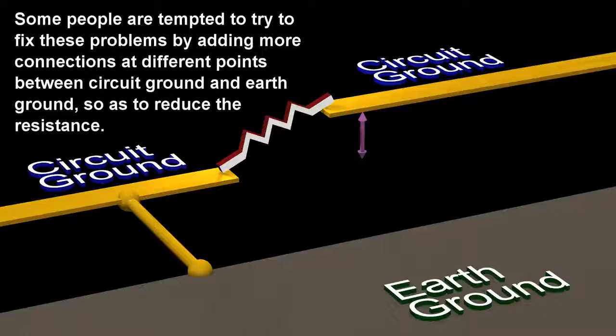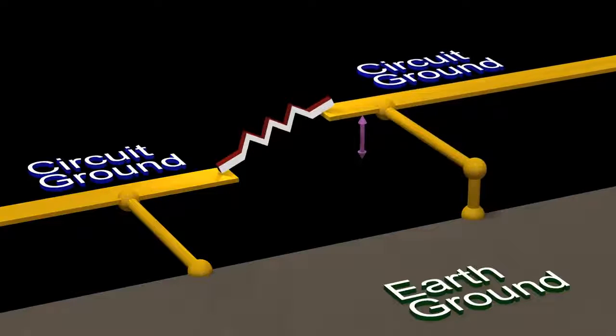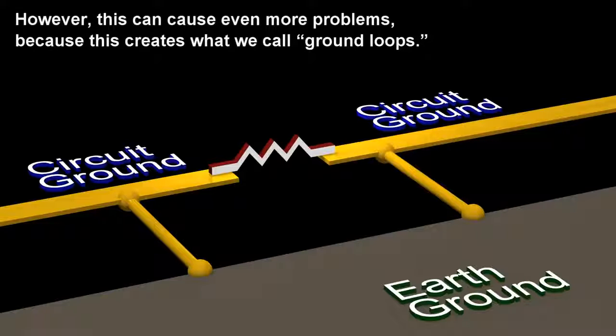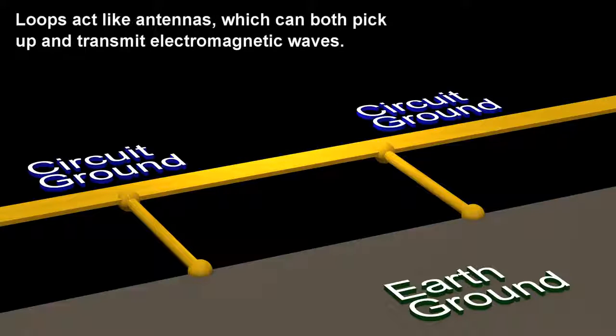Some people are tempted to try to fix these problems by adding more connections at different points between circuit ground and earth ground, so as to reduce the resistance. However, this can cause even more problems because this creates what we call ground loops. Loops act like antennas, which can both pick up and transmit electromagnetic waves.